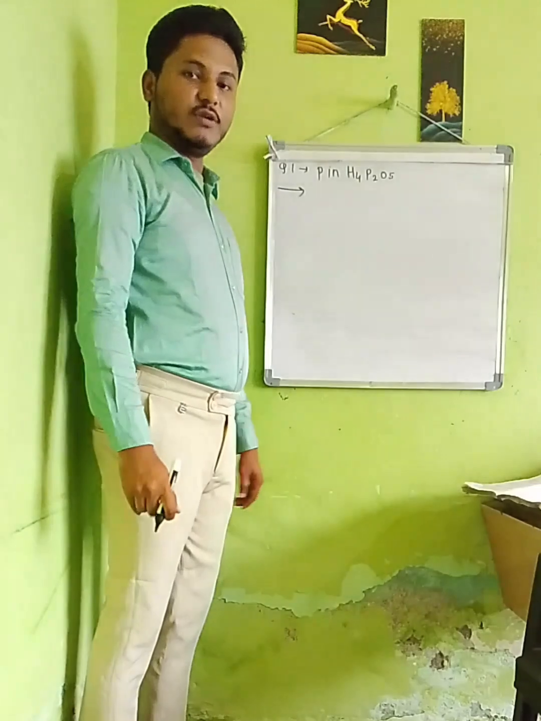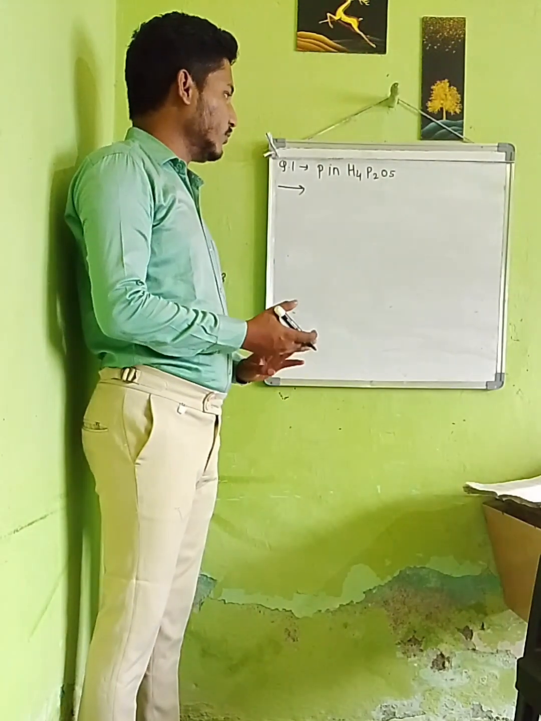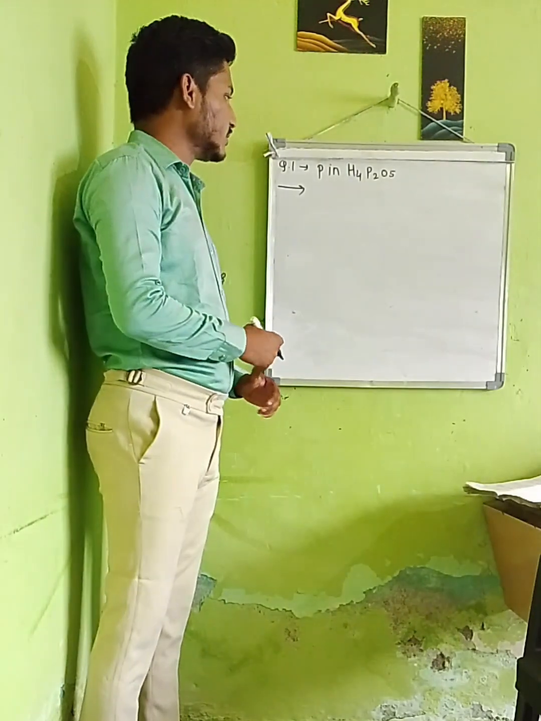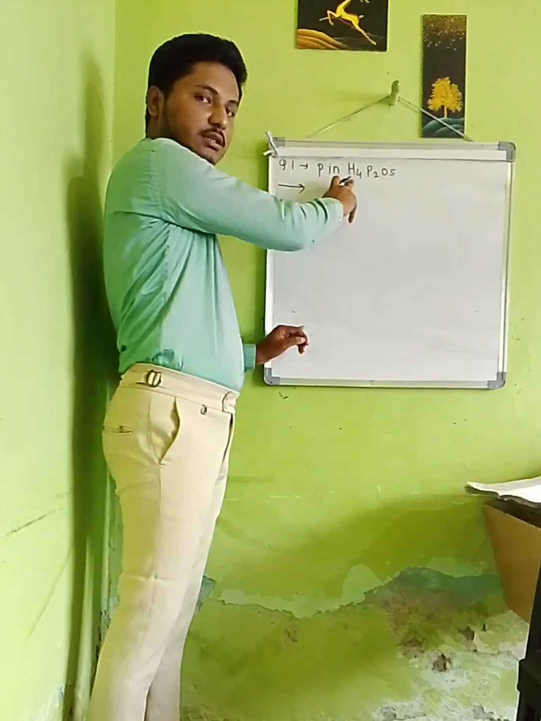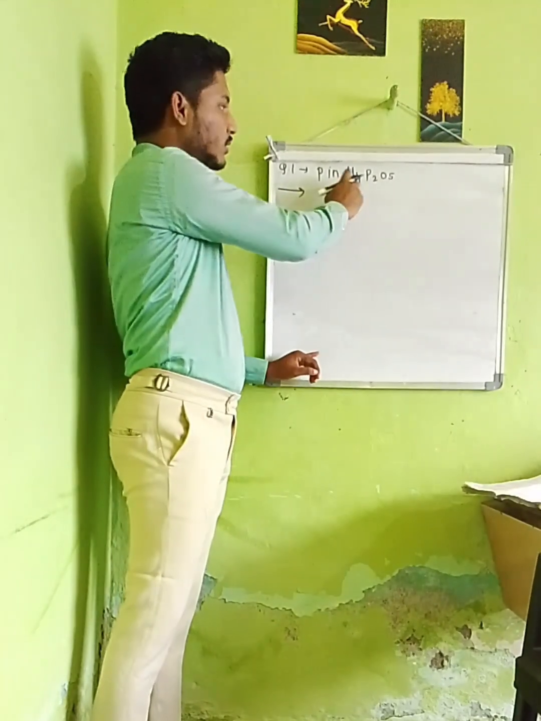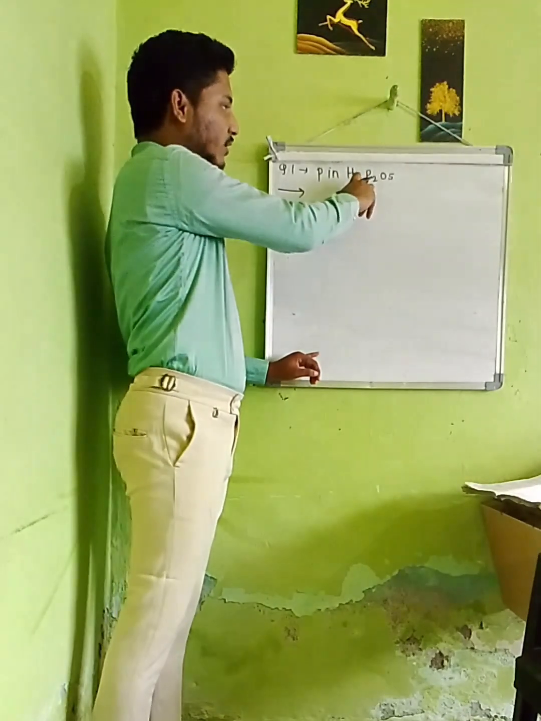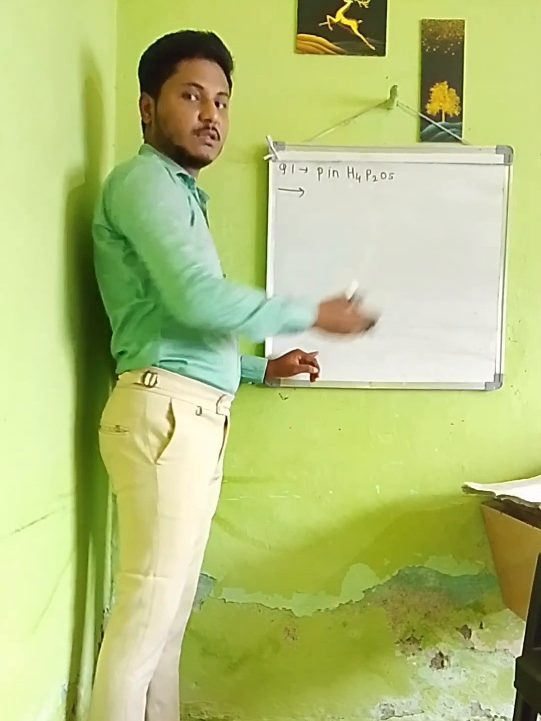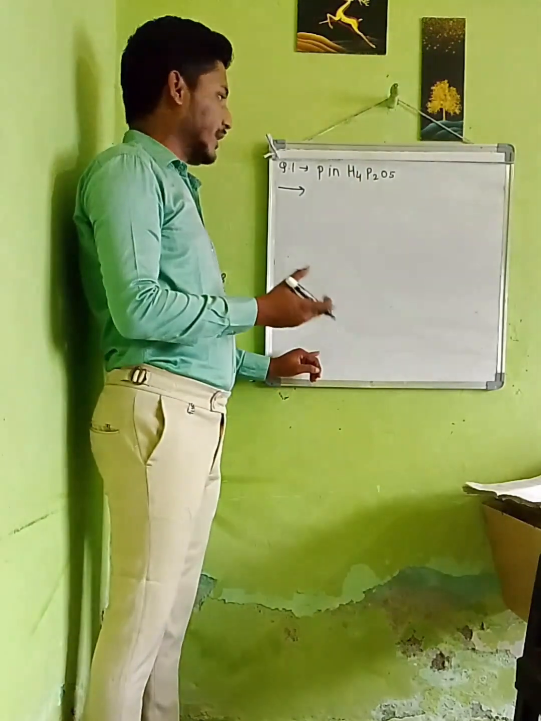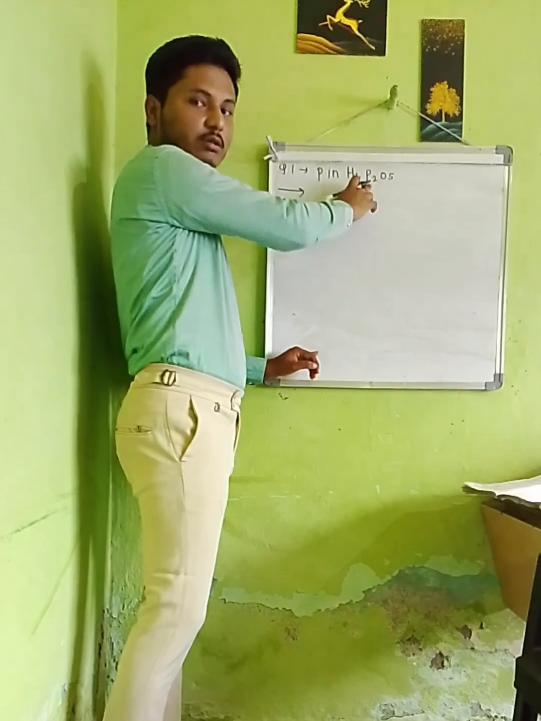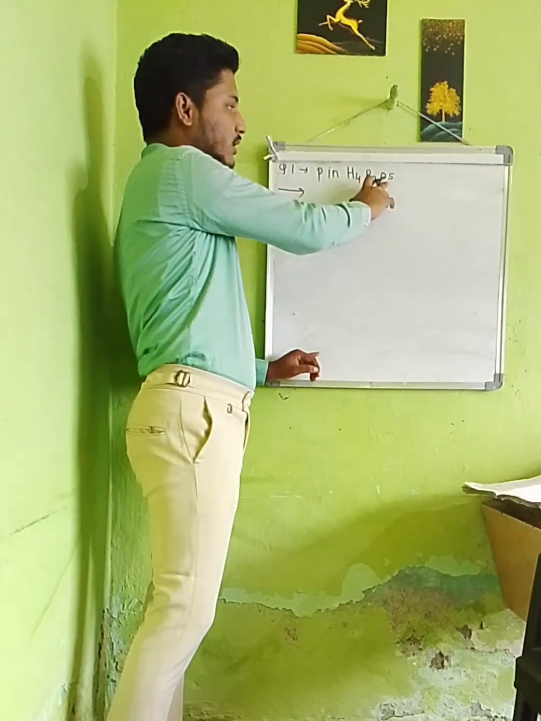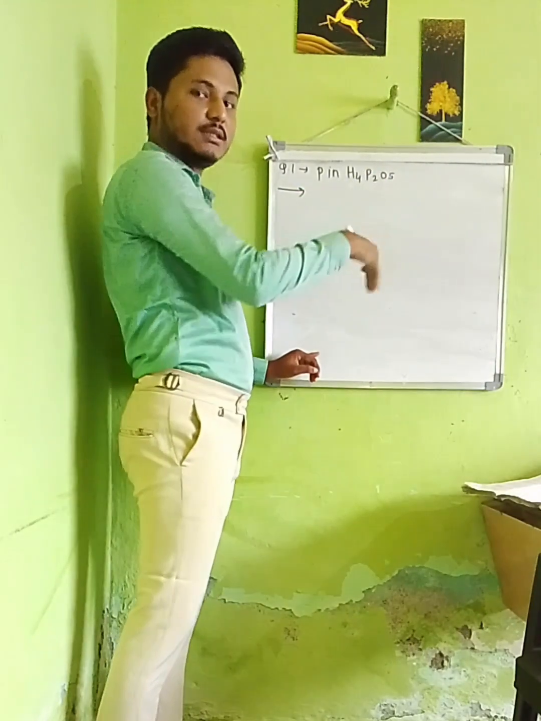First step, we have to give the value. We have to recall the rules. First, we will consider the oxidation number of hydrogen is +1. Then we will consider the oxidation number of phosphorus is X, because we have to calculate this phosphorus oxidation number, and oxidation number of oxygen is -2 as always.